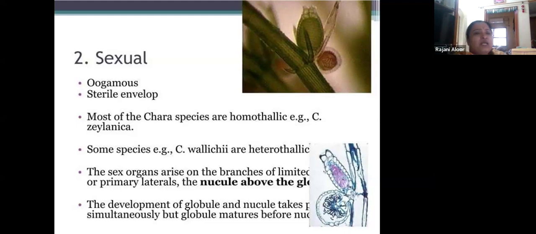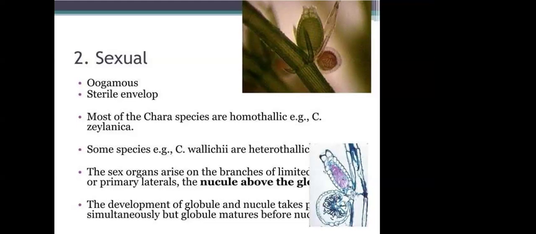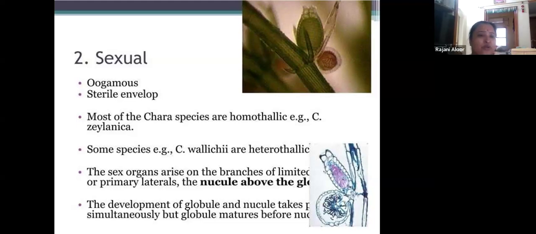This is very common, but here the names are different. The male sex organ is called the globule. The female sex organ is called the nucule. Very, very important; this question is asked many times. What is the name of the male sex organ? Globule. Female sex organ? Nucule. And here, sexual reproduction is the advanced type of oogamous.